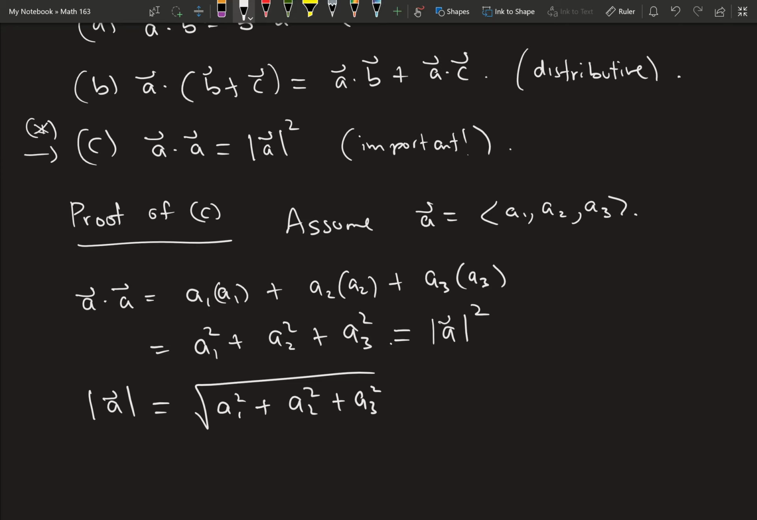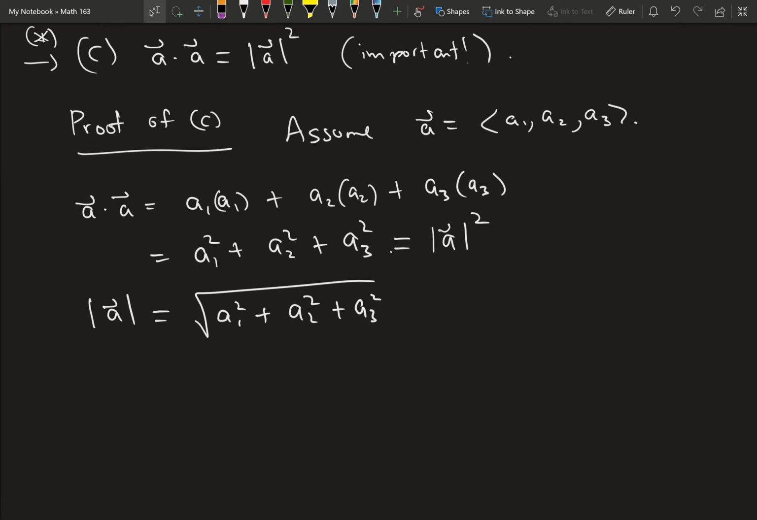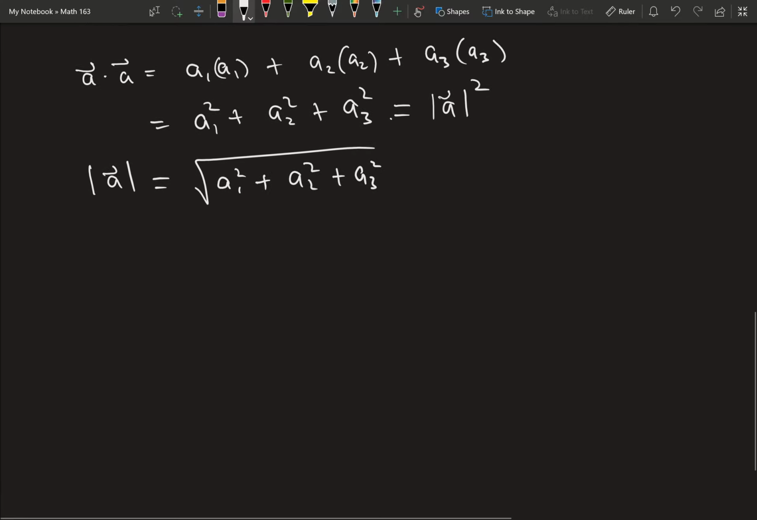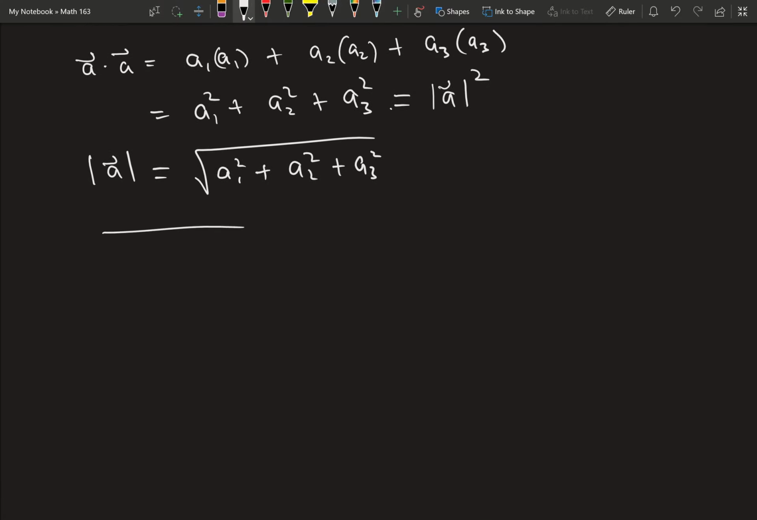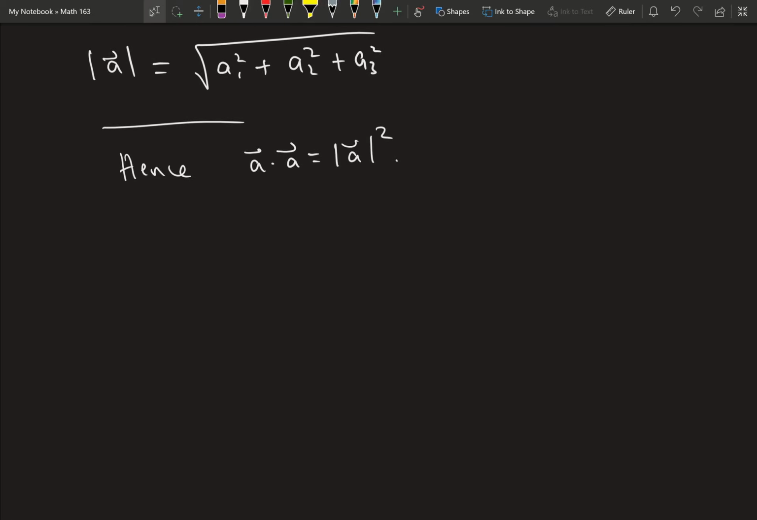Okay, so this shows that the dot product of a vector with itself is the square of the length of the vector. So I'll summarize again: A dot A is the length of A squared. Okay, let's see what we're going to show now. So let's call this a little theorem.